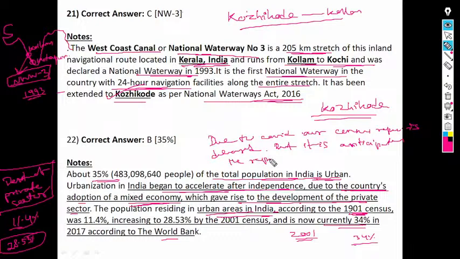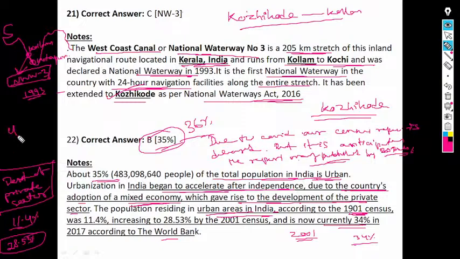by the end of 2023, expected. So this figure may increase by a maximum to about 36%. In urbanization, the actual report suggests 48 crores of population reside in India.